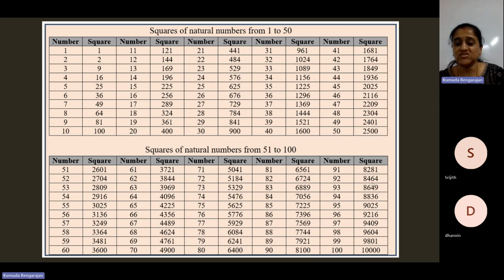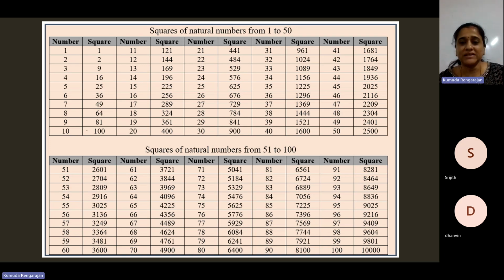So here I've shared this chart. I want you to memorize this. Next class we'll have an oral test or an oral quiz. Here I have tabulated the squares of natural numbers from 1 to 50.